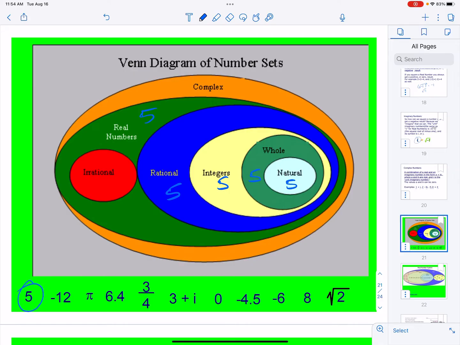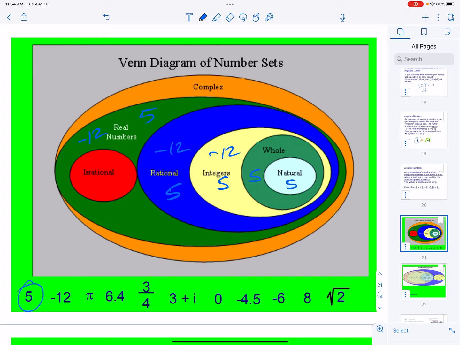So what if I gave you that -12? Is the -12 a natural number? No, because it's got a negative. Is it a whole number? No, because it's got a negative. Okay, what about -12? Is it an integer? Yes, it is. So that's the first place it would go. If it's an integer, is it rational? Yes. And if it's rational, is it real?